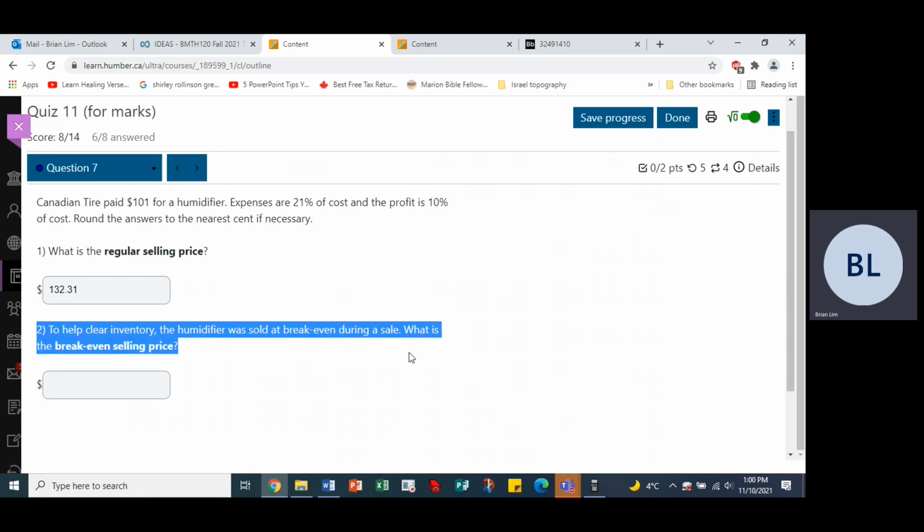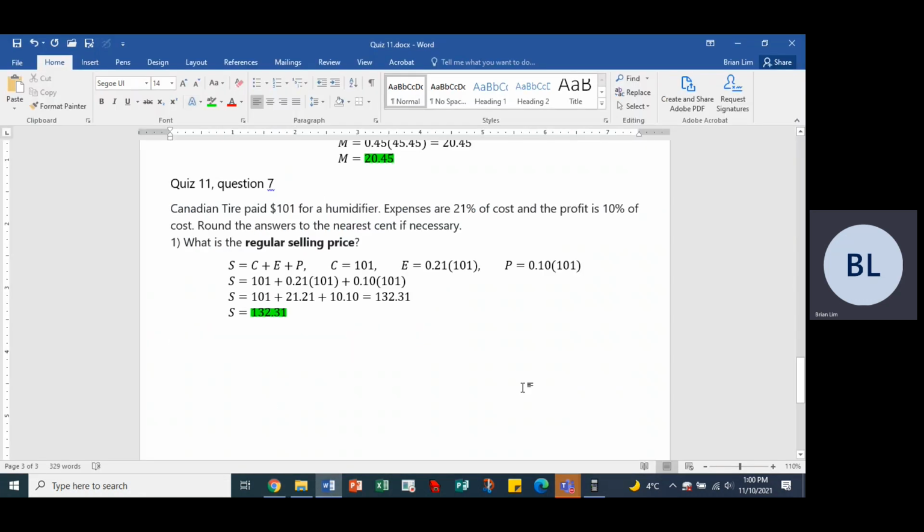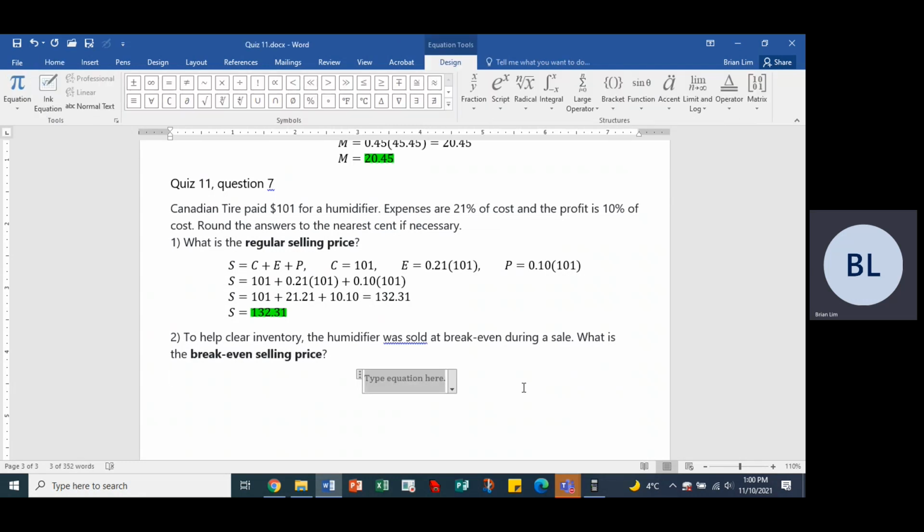Okay, to help clear inventory, the humidifier was sold at break even during a sale. What is the break even selling price? Okay, so that is the next part of the question. It's sold at break even. What is the break even selling price? So what happens at break even? Okay, let's put the equation first. It's equal to the cost plus the expenses plus the profit.